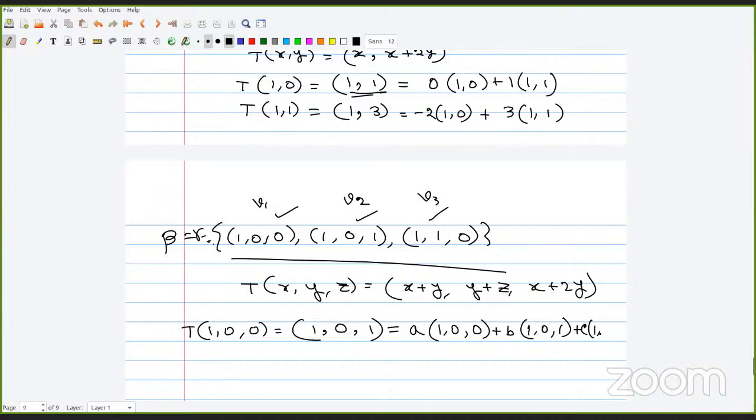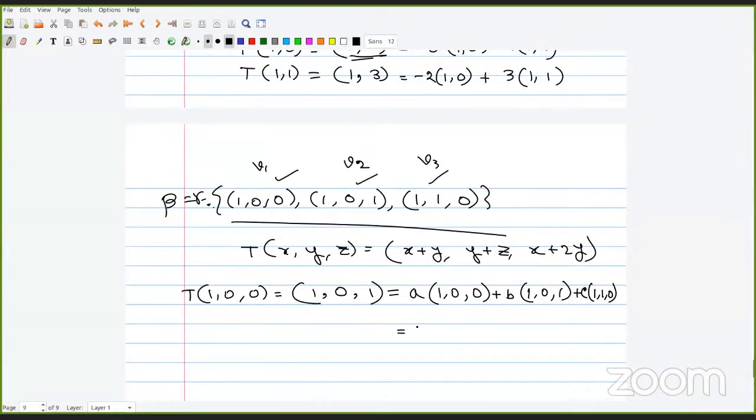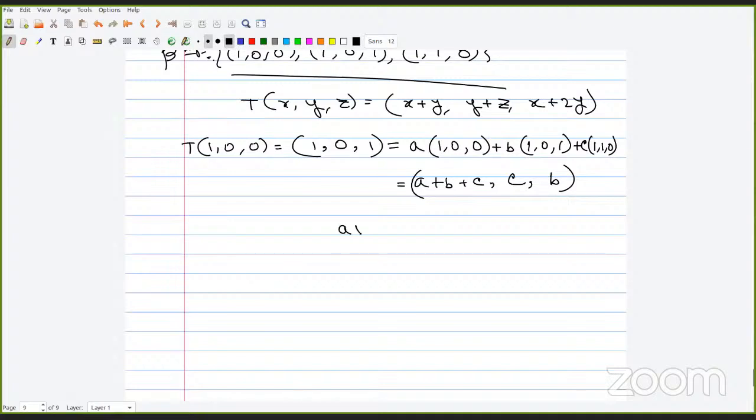So what we have to do? Here, if we write this, we will get a plus b plus c, then it is c, then it is b, right? So basically, you get 3 equations: a plus b plus c equal to 1, c equal to 0, b equal to 1. If you solve this, you will get some values for a, b, c. Similarly, for the second one, you have to do. Similarly, for the third one, you have to do. Okay, fine, sir.